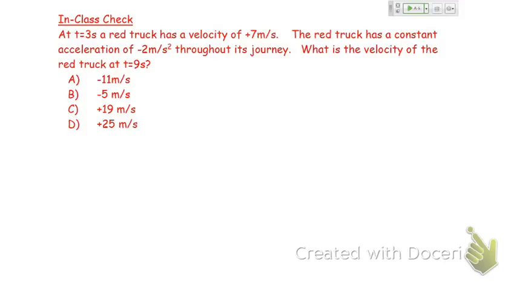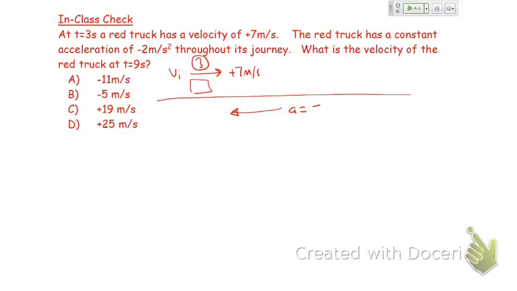At t equals 3 seconds, a red truck has a velocity of plus 7 meters per second. The red truck has a constant acceleration of minus 2 meters per second squared throughout its journey. What is the velocity of the red truck at 9 seconds? So a red truck, at 3 seconds, Vi is plus 7 meters per second. Constant acceleration, it's a negative acceleration, so I'm going to put it down here because it's constant. A is equal to minus 2 meters per second squared throughout the journey. What is the velocity of the truck at t equals 9 seconds?